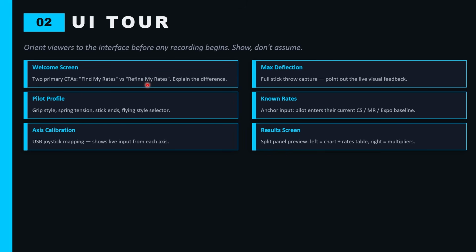And then there's the second one where you refine the rates. I have these rates that I know work really well, and I just want to make small little tweaks, so that's what this button is for. The next is the pilot profile.